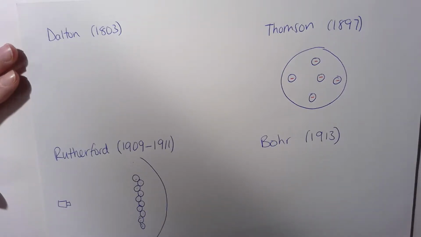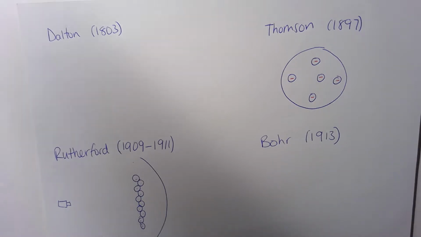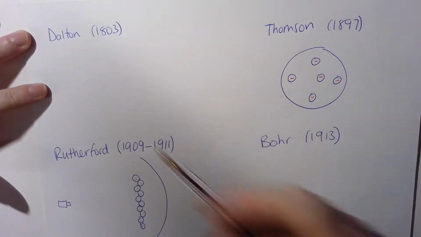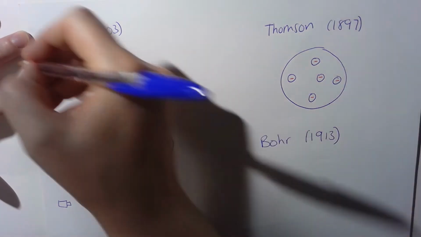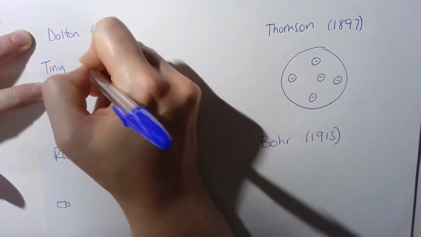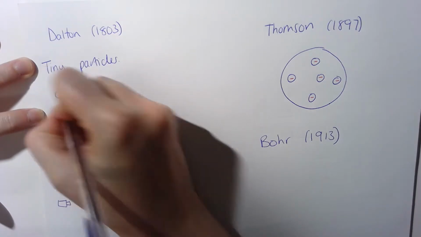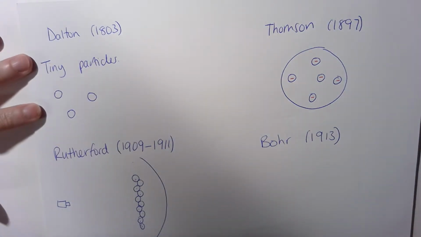Okay, what I thought we might do is go back through the models of the atom and how they've developed over time. So if we think right back to 1803 with John Dalton, he thought very much that all matter was made of tiny particles. And with those tiny particles, he imagined them as very tiny solid balls. His main ideas were that you couldn't break these down to anything smaller.